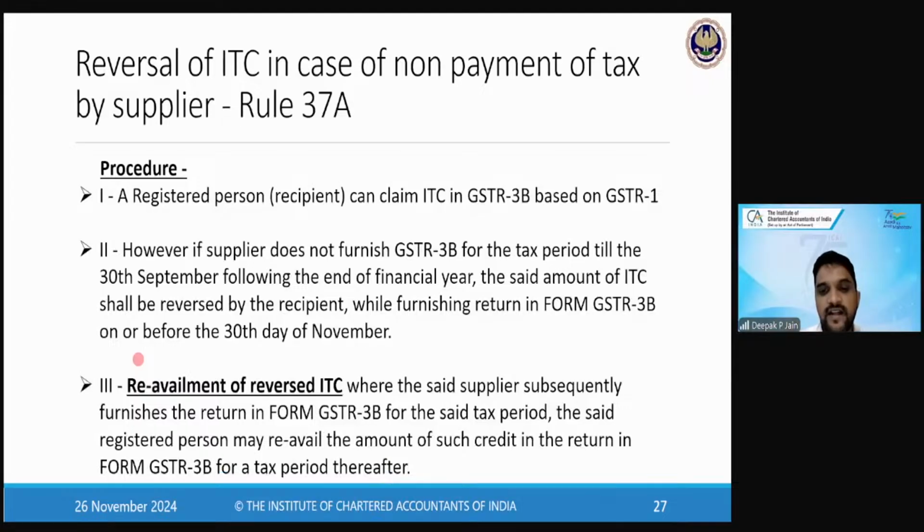Okay. Re-avail it when the said supplier subsequently furnishes the return in 3B for the said tax period. The said registered person can re-avail the amount in the return in form GSTR 3B for the tax period thereafter. September month is fixed for re-availing the credit. Not for re-availing, for reversal. For reversal, September is fixed. If you want to reverse it before also, you can reverse it, so that your interest can be saved. You can reverse it before also, but maximum by September, you have to reverse it.